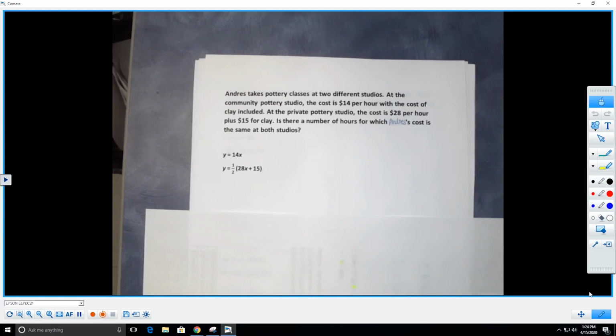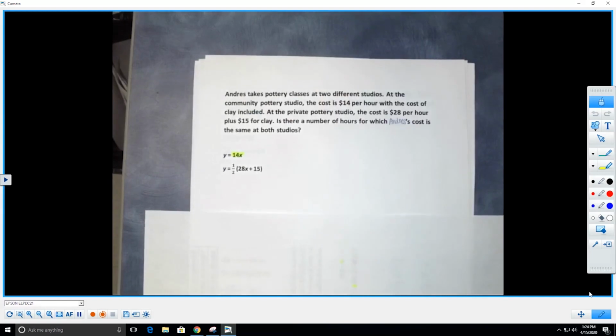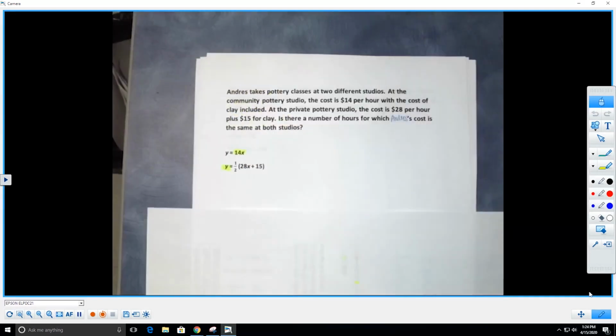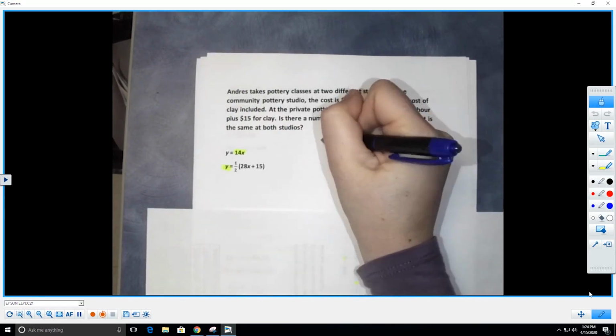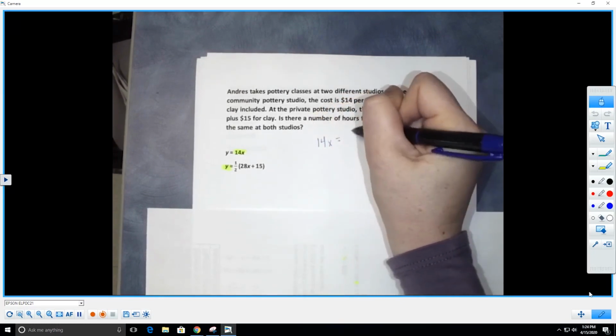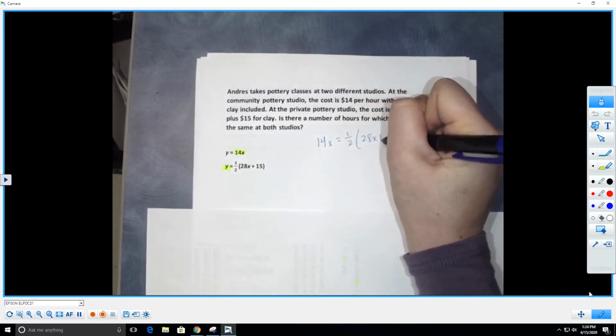That's right. You would set up an equation using the 2 expressions that are equal to y. We can use the substitution to solve one of the equations for one variable. So I know that y is equal to 14x. So where I see y in the second equation, I'm just going to put 14x in that place. So I have 14x equals 1/2 times 28x plus 15.